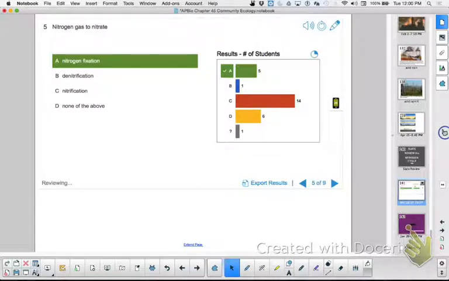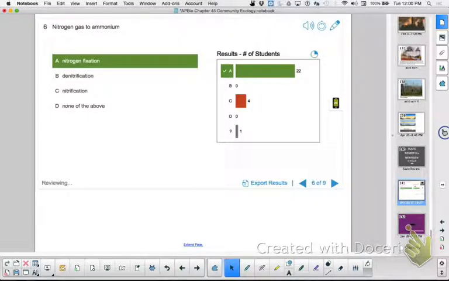Nitrification does not start with nitrogen gas. What does nitrification start with? Ammonia. Nitrogen to nitrite? Nitrate is where I told you it goes to. When you're doing nitrification by bacteria, they'll go ammonium, nitrite, nitrate. But lightning goes right to the nitrate.